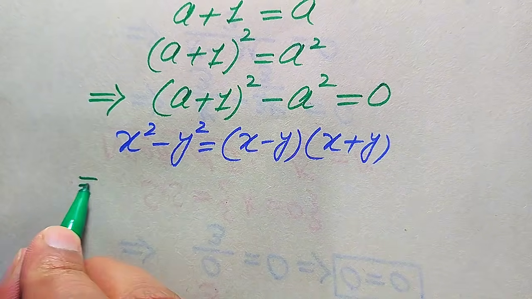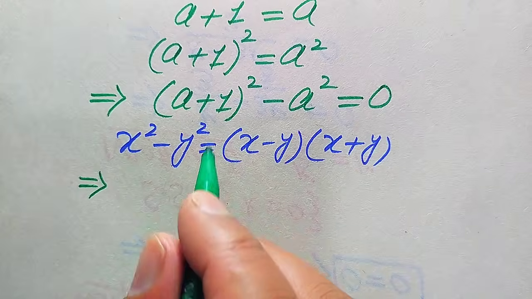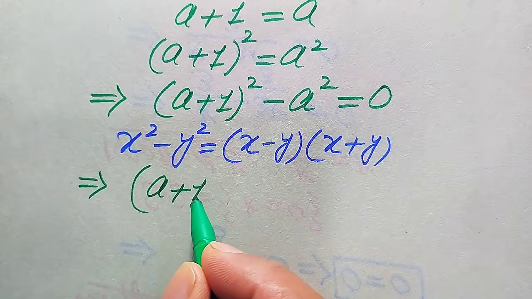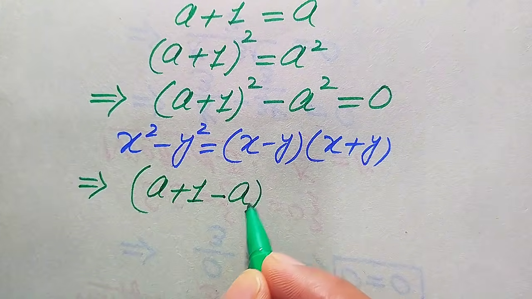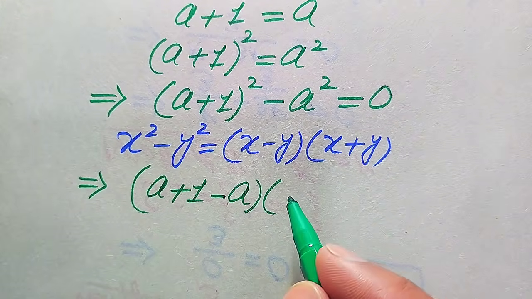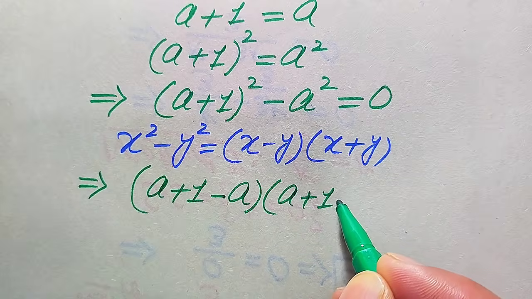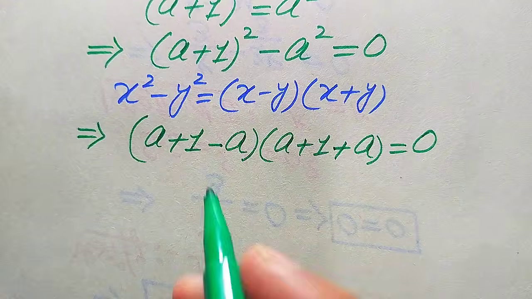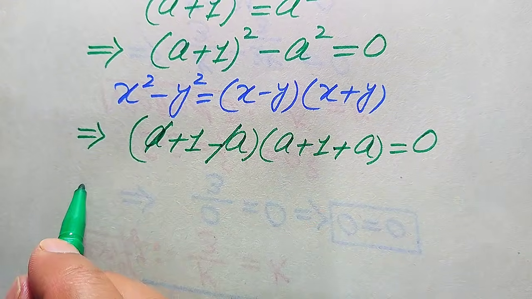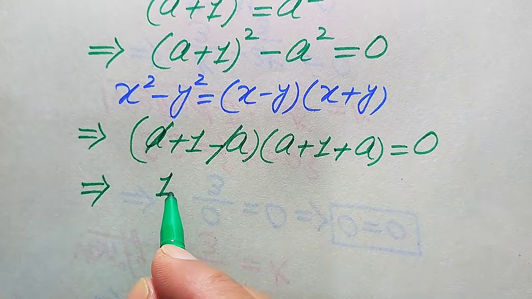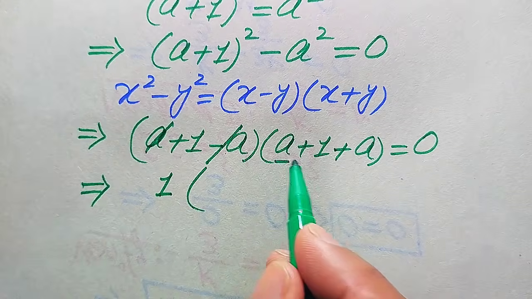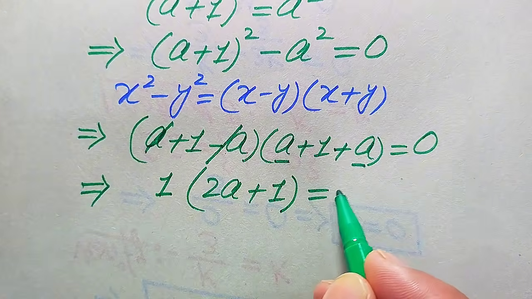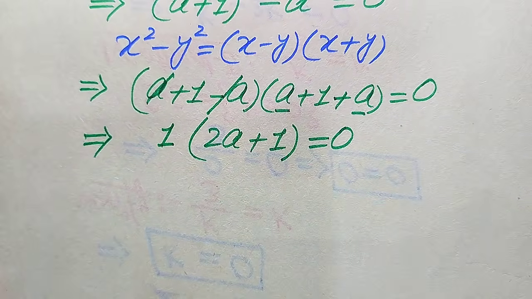We just use this formula, and after applying it we write our above equation as first you have x minus y, where the value of x is a plus 1 and the value of y is a, into again x plus y, where x is a plus 1 and y is a, and this whole equation is equal to 0. The negative a and the positive a are cancelled out by each other, and here we get 1 only, into, here we add both of these values and we get 2a plus 1, and this whole equation is equal to 0.